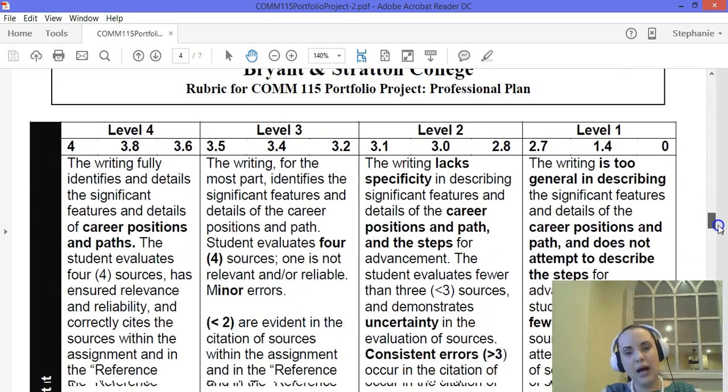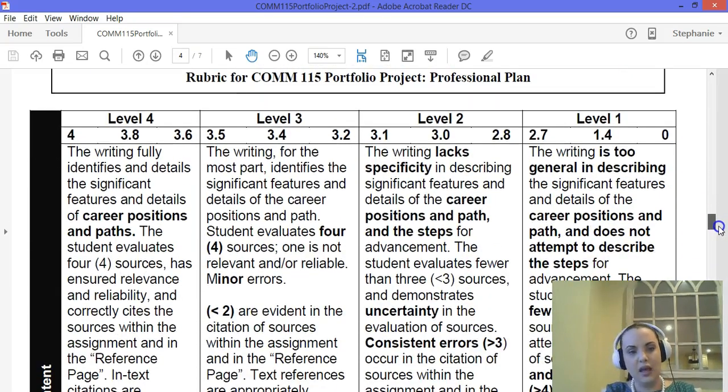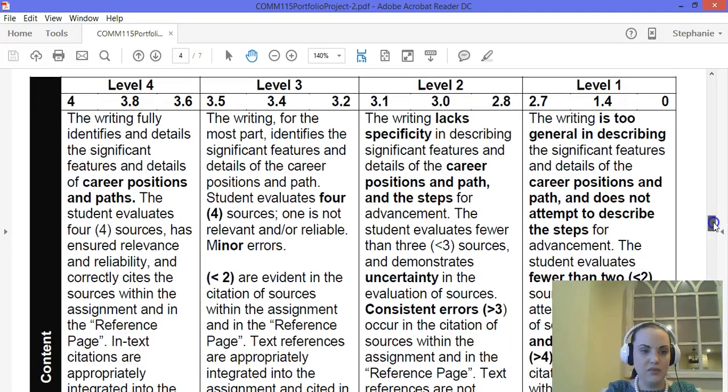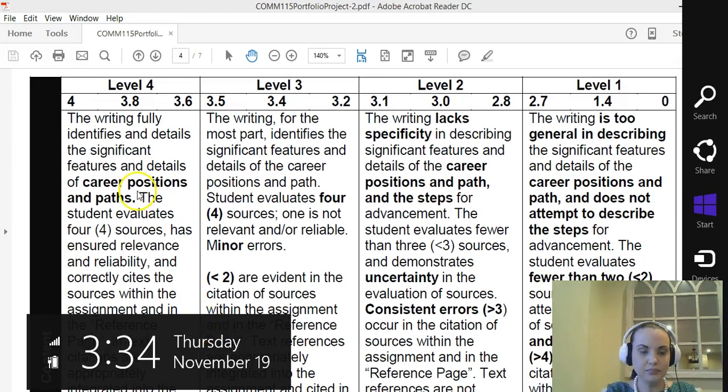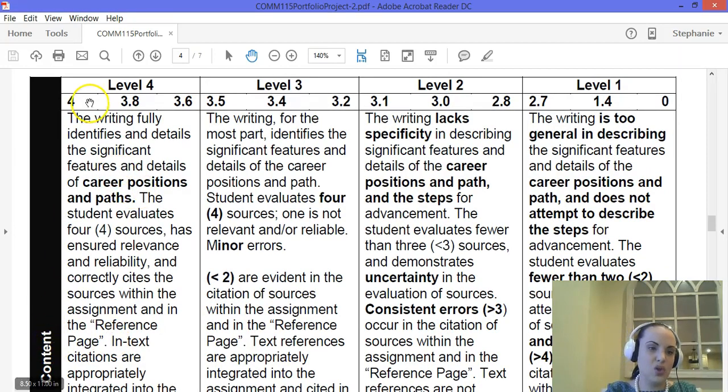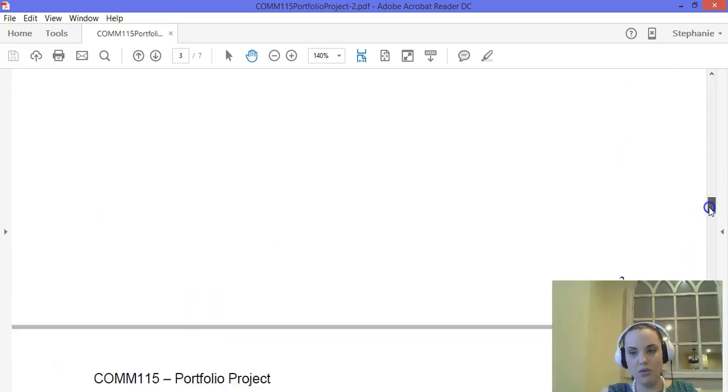But if you scroll down to the bottom of this document, you're going to find the rubric, and that is a breakdown of what I'm looking for in the paper, okay? So basically it says you'll score perfect points on this paper as far as content goes if you do all of the things over here, okay? But it's everything I just talked about, so I don't want to bog you down with all that information.